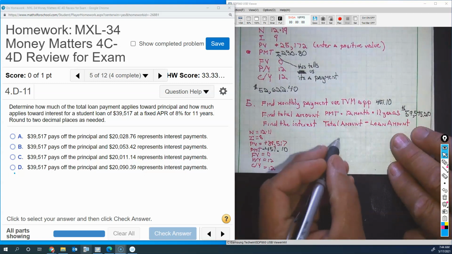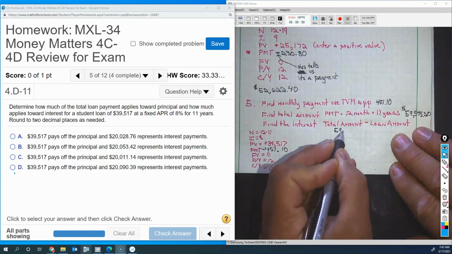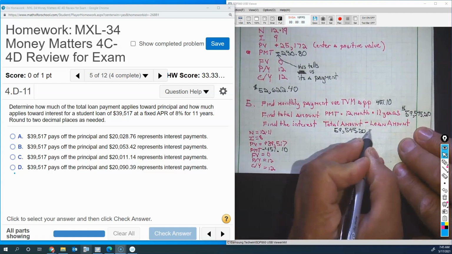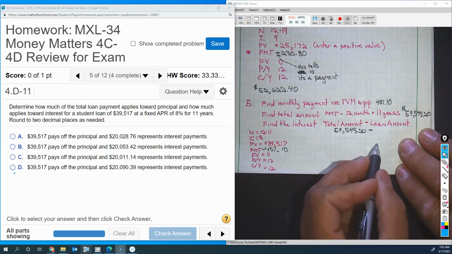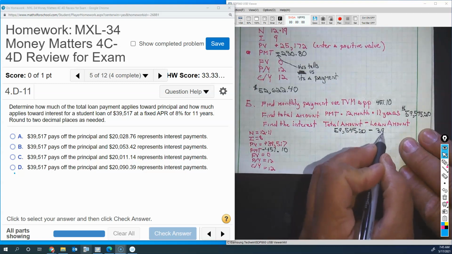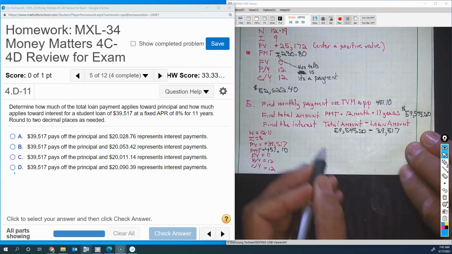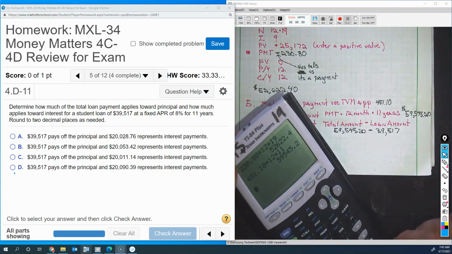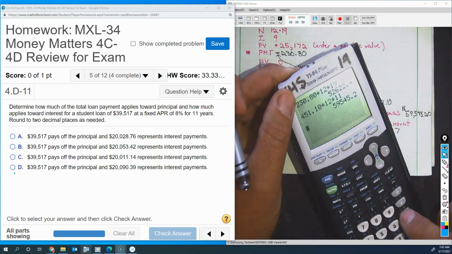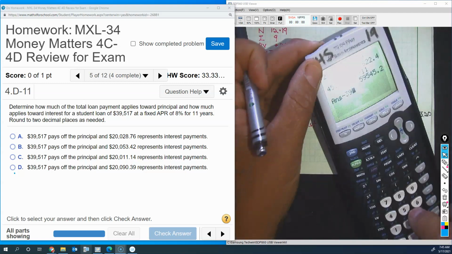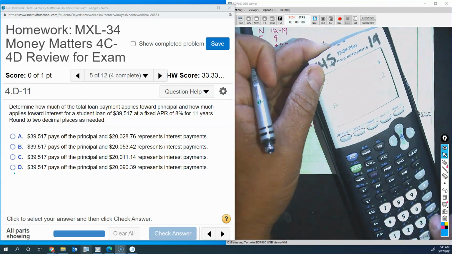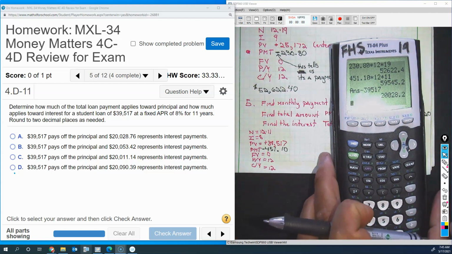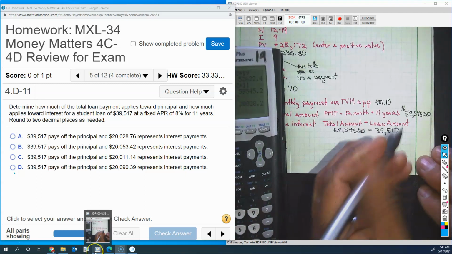Now I'm going to take that amount and subtract my loan, which was $39,517. So 59,520 minus 39,517 is $20,003.